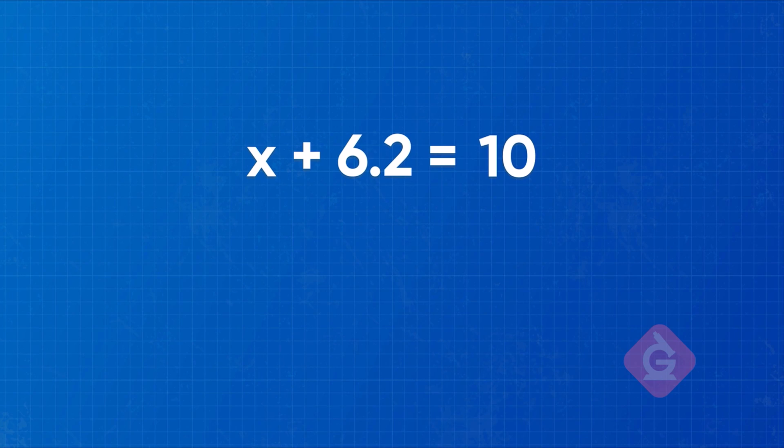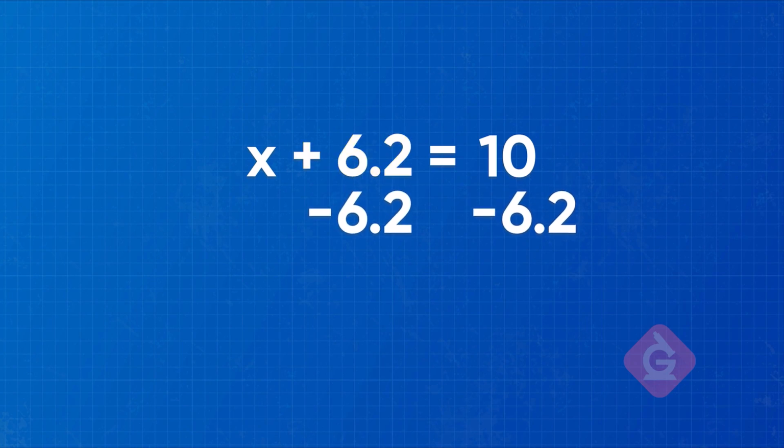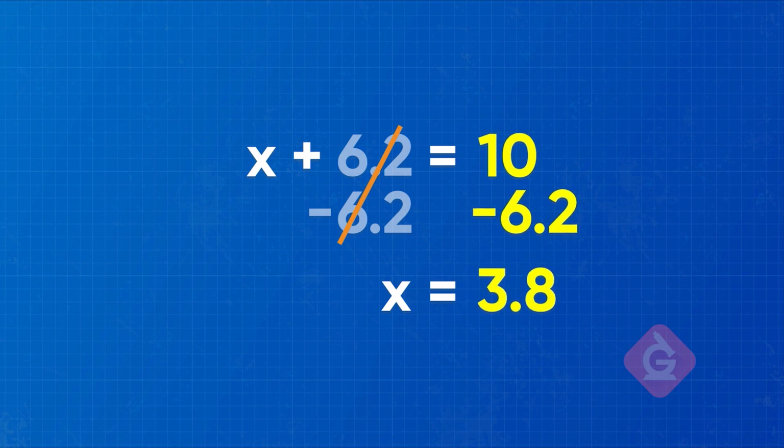Well, we want to get x all by itself. Since we have plus 6.2 here, the inverse of that would be to subtract 6.2. And don't forget, you need to always do that on both sides to keep it equal. 6.2 minus 6.2 equals 0, so that cancels out. And on the other side, 10 minus 6.2 is 3.8. So we have x equals 3.8.